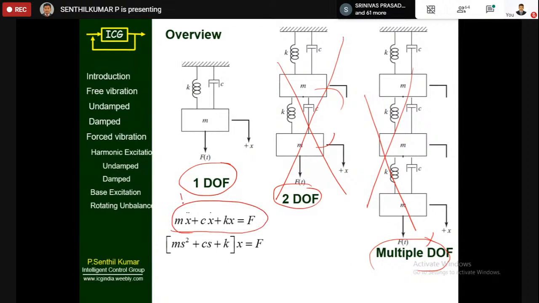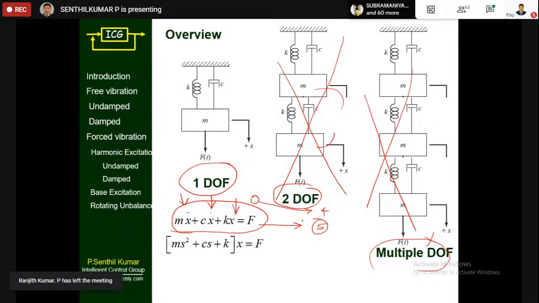This is the equation: m x double dot plus c x dot plus k x equals f. If f comes, it is the 5th unit; if it is 0, it is the 4th unit. Free vibration means equal to 0. Forced vibration means equal to f. This is very, very important.